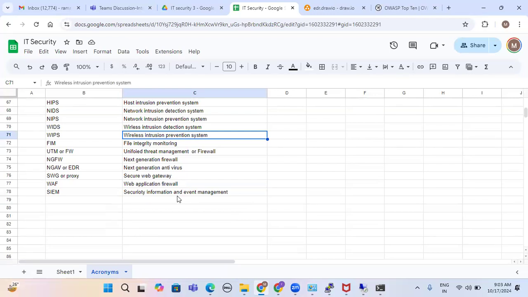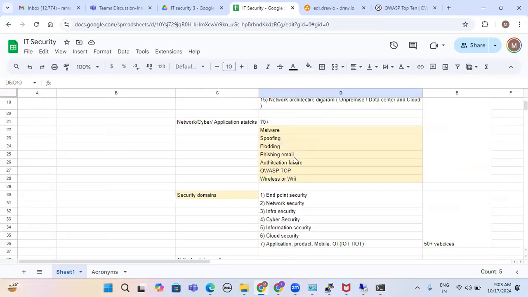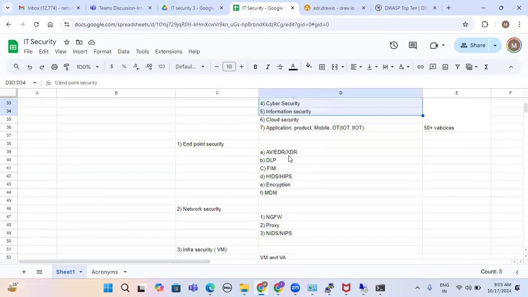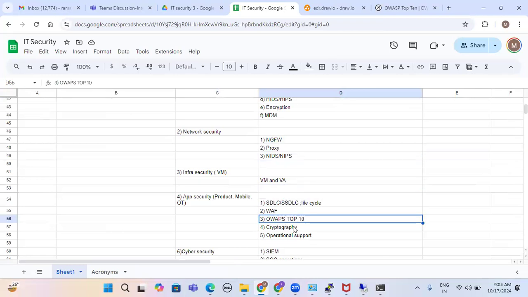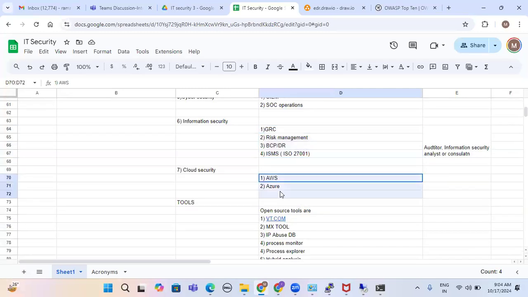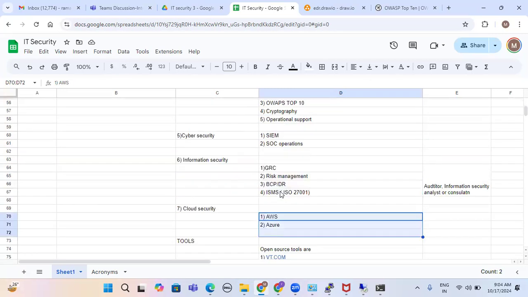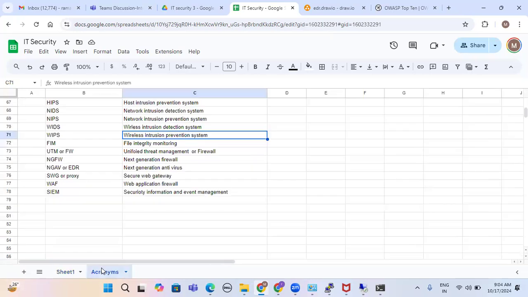We have endpoint side, we have a lot of solutions available. We have network side, a lot of solutions available. Application side, we have a lot of solutions available. Okay. And also network side solutions, infrastructure side solutions, application side solutions, and information security solutions, cyber security side solutions. Then why do we have to use a SIEM tool? What is the reason to go once again to the SIEM tool? Why do we have to monitor with the SIEM tool?